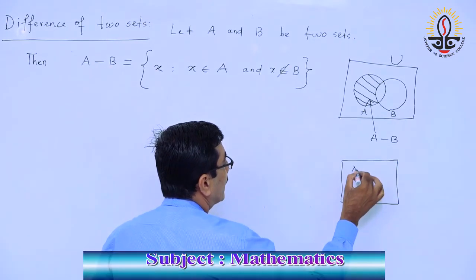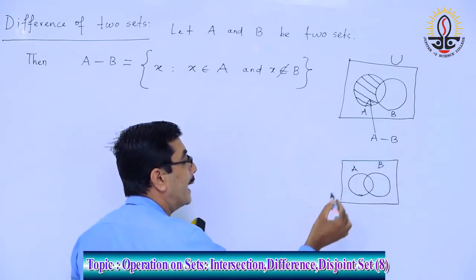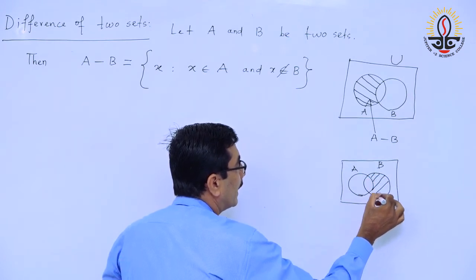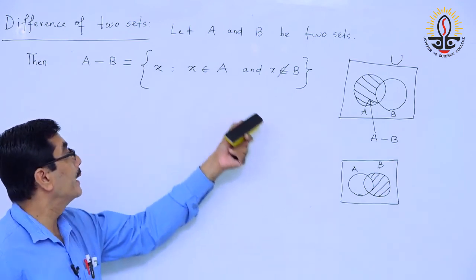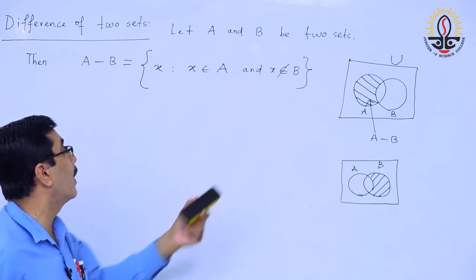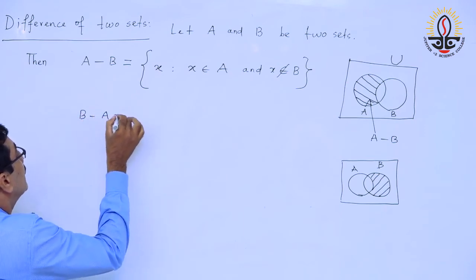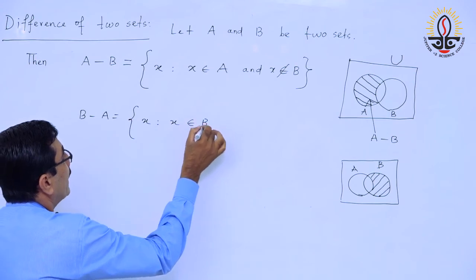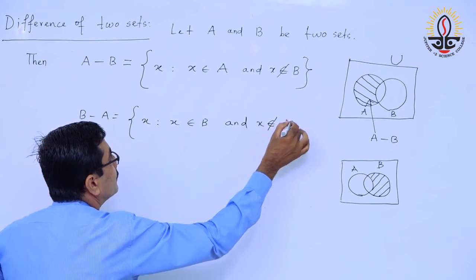Suppose A set is here, B set is here, then B difference A means x belongs to B but x does not belong to A. That means but is used the same as and, and is also used for but. So B difference A can also be written as the set of all x such that x belongs to B and x does not belong to A.